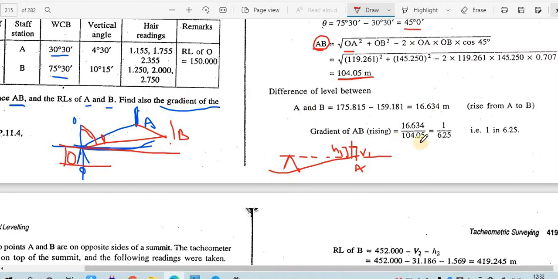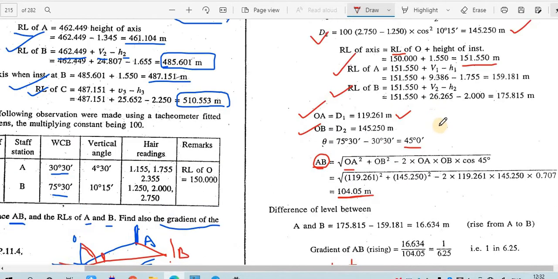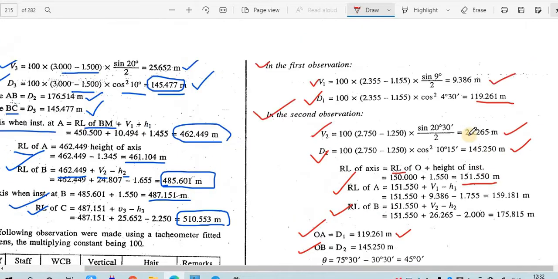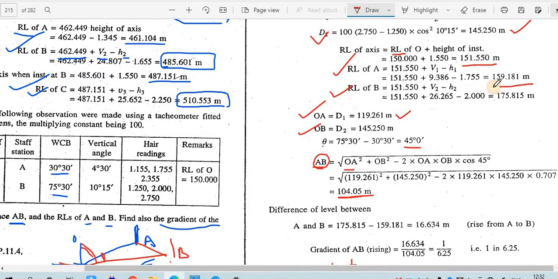The distance between A and B is found. Over here we have also calculated the difference of level in order to calculate the gradient. The RL of A was coming out to be 159.181 and the RL of B is coming out to be 175.851. That means point A is below point B.